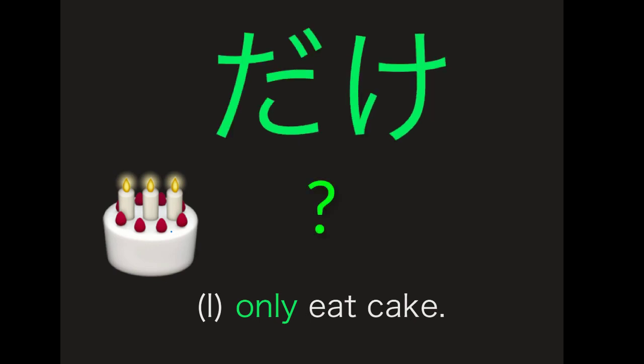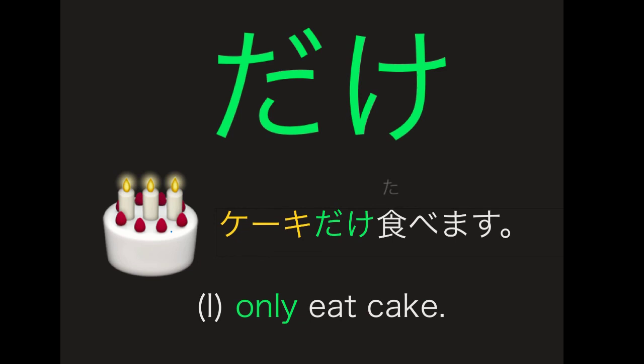Let's try one last sentence. I only eat cake. And first of all, we'll see if we can use dake. So I need keiki dake tabemasu. Very straightforward. Instead of object particle o, keiki o tabemasu, I eat cake, you simply replace the o with dake. Keiki dake tabemasu. I only eat cake.